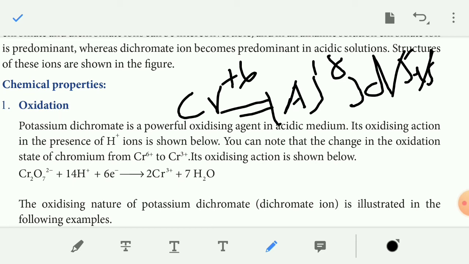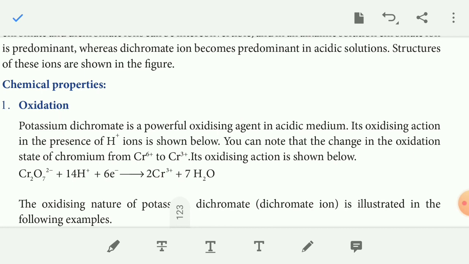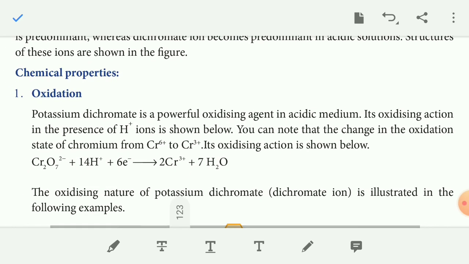Okay, so potassium dichromate is a powerful oxidizing agent in acidic medium. Its oxidizing action is in the presence of H+ ion. You can note the change in the oxidation state of chromium: Cr6+ to Cr3+. Here the Cr6+ is reduced to Cr3+. Since it is reduced, it acts as an oxidizing agent. The 3d 4s electrons are vacant, so there is a gain of electrons, so we call it reduced, and it is an oxidizing agent.